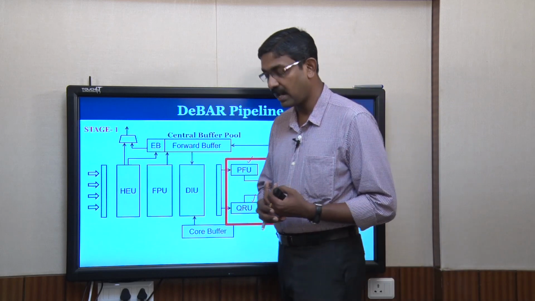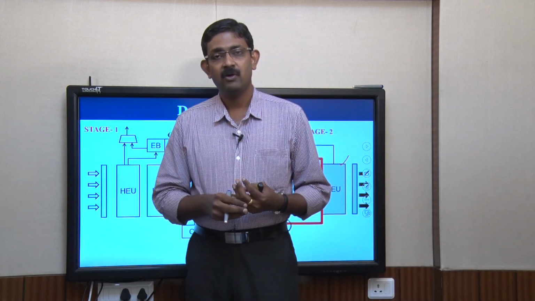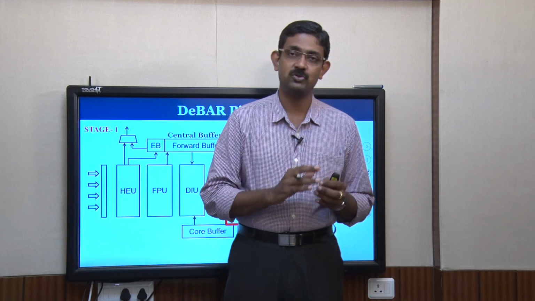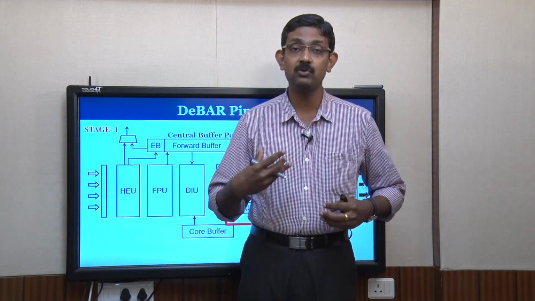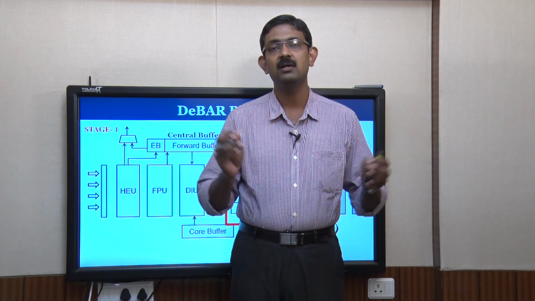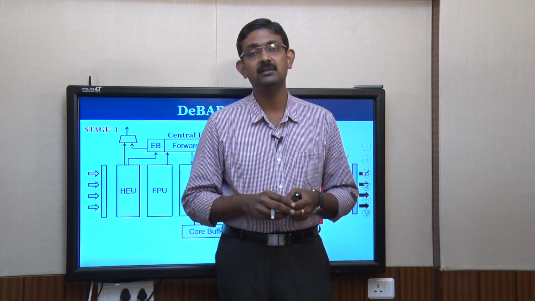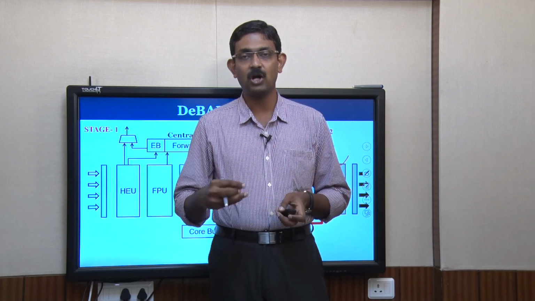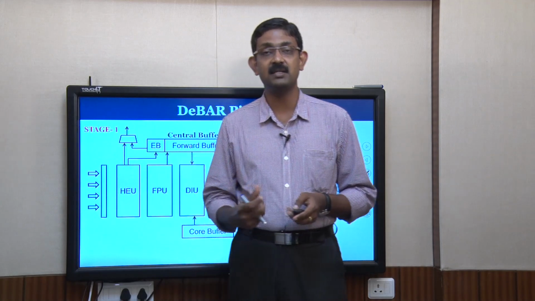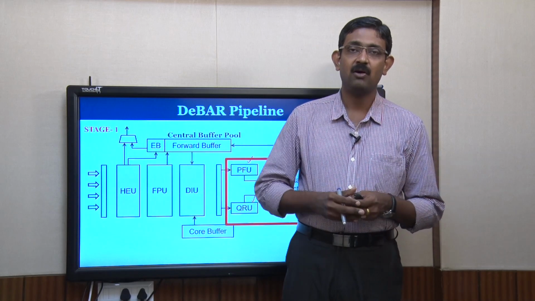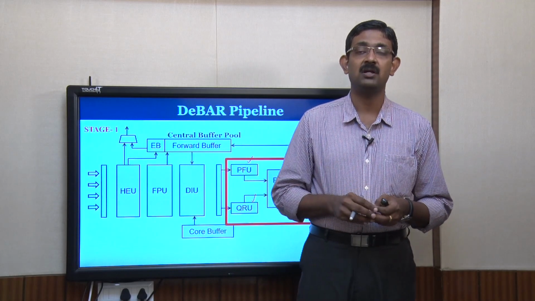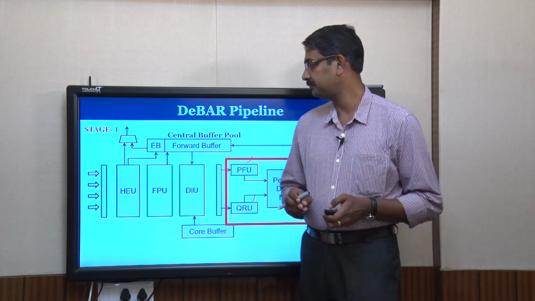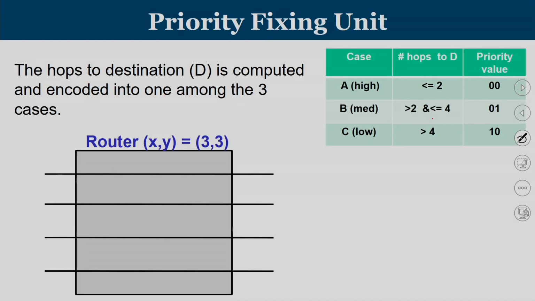The heart of the priority mechanism is when a flit has almost reached close to destination, let us give a priority to it in such a way that it is not deflecting away. So, this can be implemented by looking into the hops to destination. Every flit that is reaching the router is being graded or partitioned based upon the hops to destination. So, the hops to destination D is computed and encoded in 3 different cases.